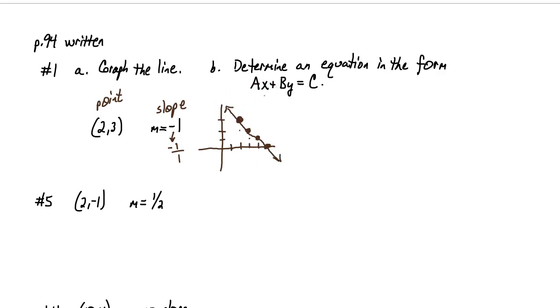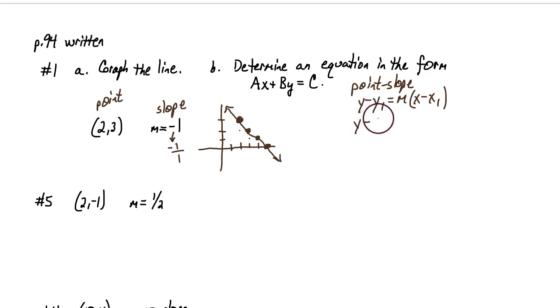For part B, we're asked to create an equation in the form ax plus by equals c. And again, what we have to work with is the point and the slope. When you know the point and slope, the equation that you can write is the point-slope equation. The formula is y minus y1 equals m times x minus x1. Let's fill in the numbers.